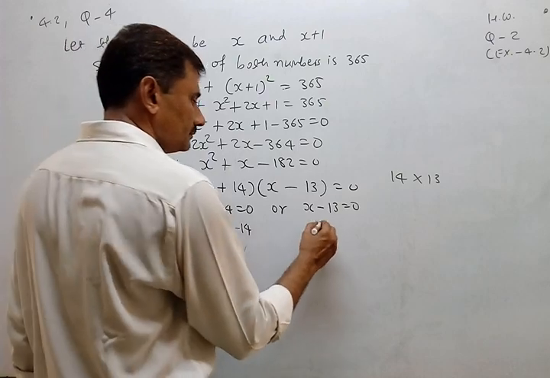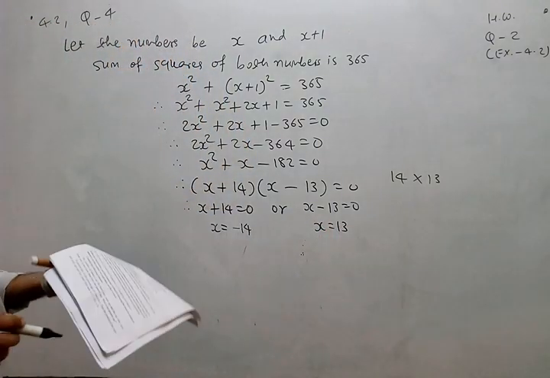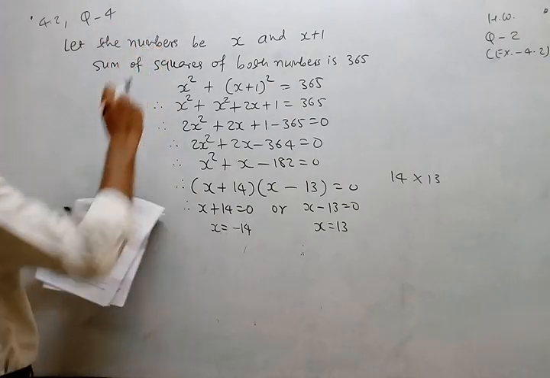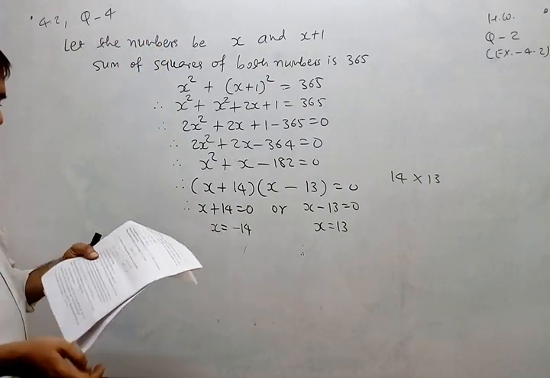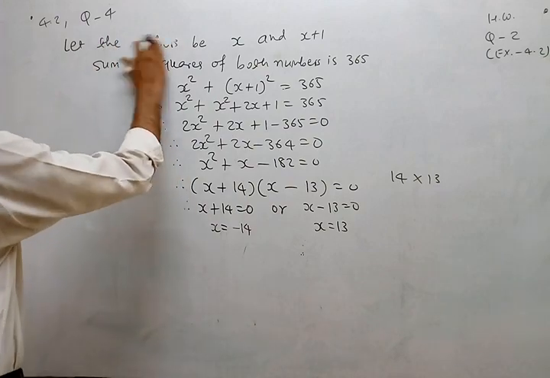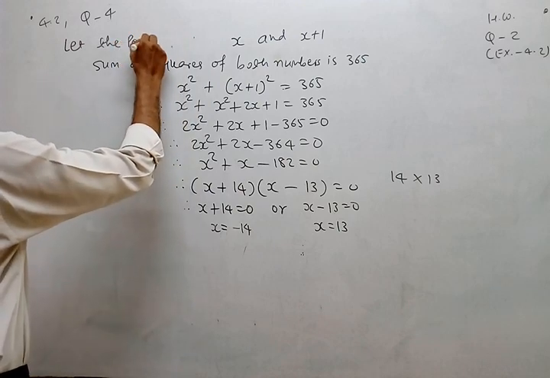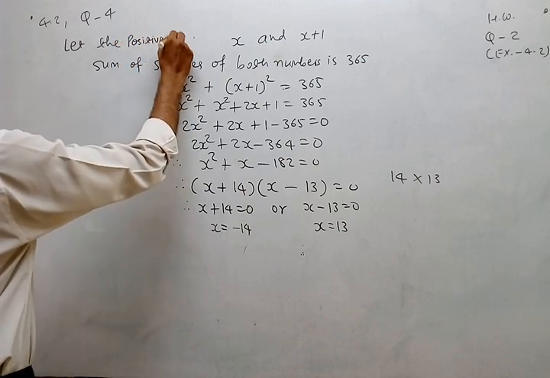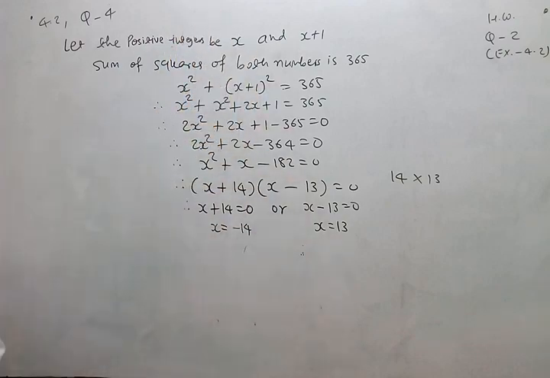But just look at the number. It means positive integers. It is clearly written in the sum: two consecutive positive integers. So let the positive integers be x and x plus 1.